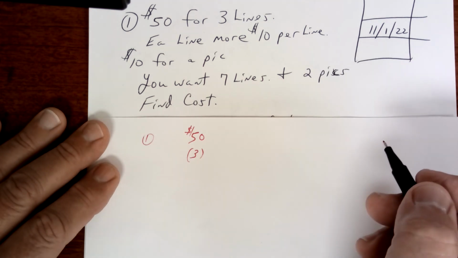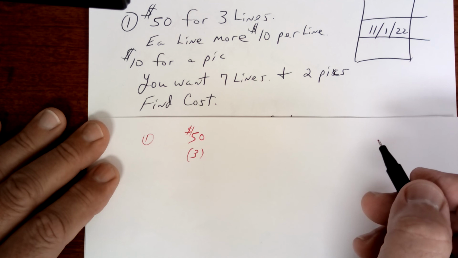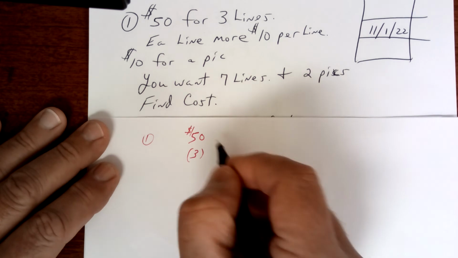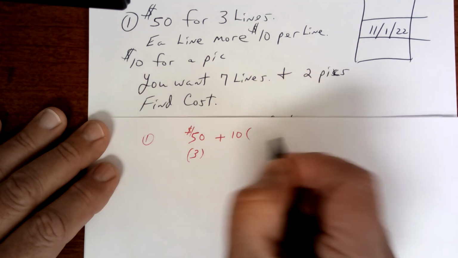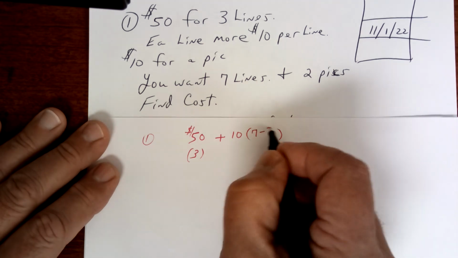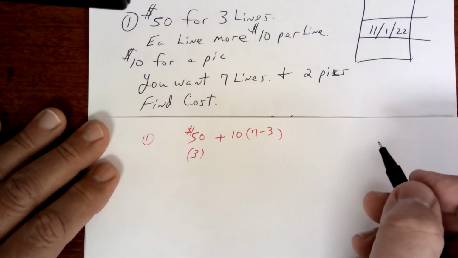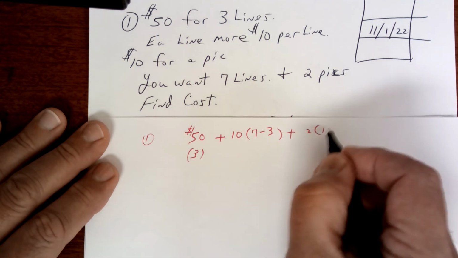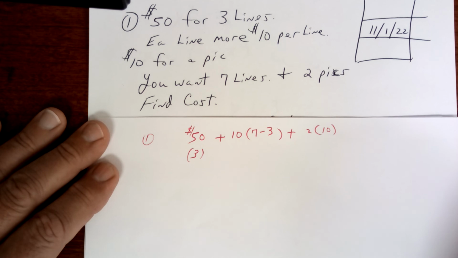Okay, and then we're going to do $10. Let's see, $10. Okay, so plus $10 for additional lines. So that's going to be 7 minus 3, which is going to be 4. Plus, you want 2 pics or 2 pictures, and those pictures are $10 each as well. And this right here will give you your answer.